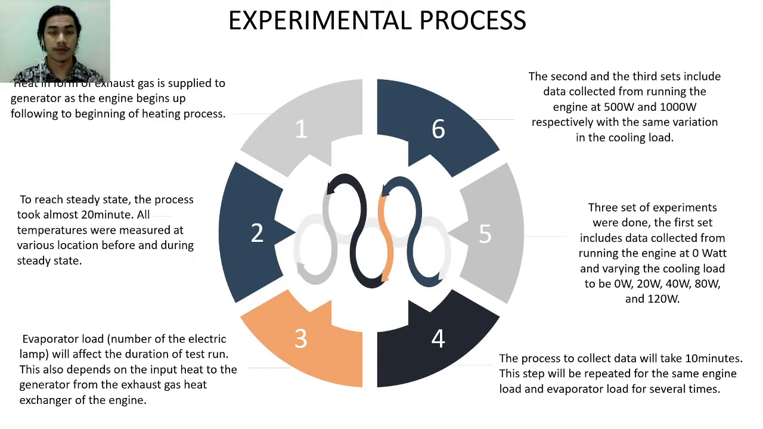For the method and performance analysis, first we have the experimental process. Heat in the form of exhaust gas is supplied to the generator as the engine starts up, following the beginning of the heating process. To reach steady state, the process took almost 20 minutes. All temperatures were measured at various locations before and during steady state. The evaporator load will affect the duration of the test run.